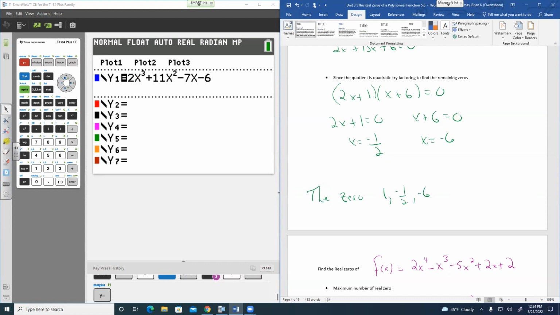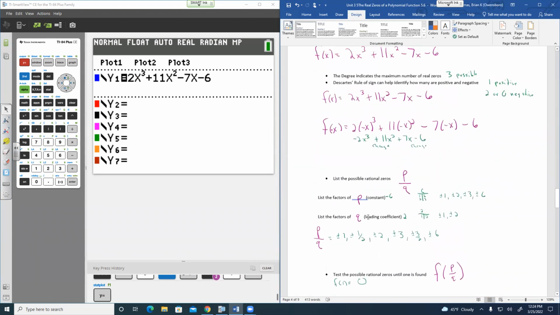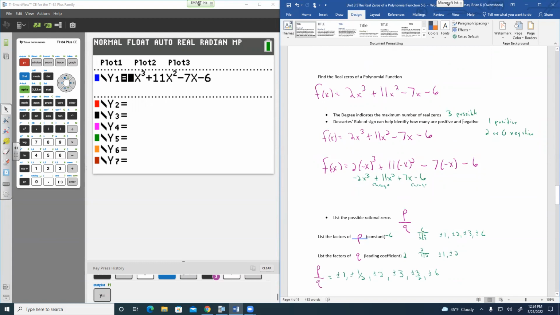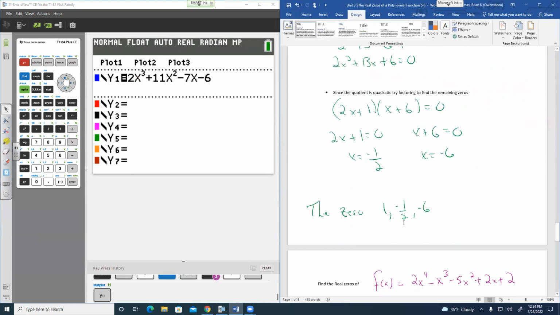So based on some of the stuff that we talked about, Descartes' rule of signs, if we go up here at the top, says there's only one positive possible and 2 or 0 negative ones. So notice how we did get 1 positive and we did get 2 negative rational real zeros. So that kind of verifies it. And also we were supposed to find no more than 3, and we found 3. So that all checks out. So that's our zeros: 1, negative 1/2, and negative 6.